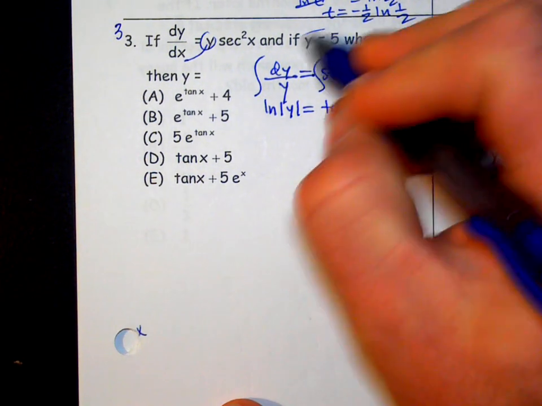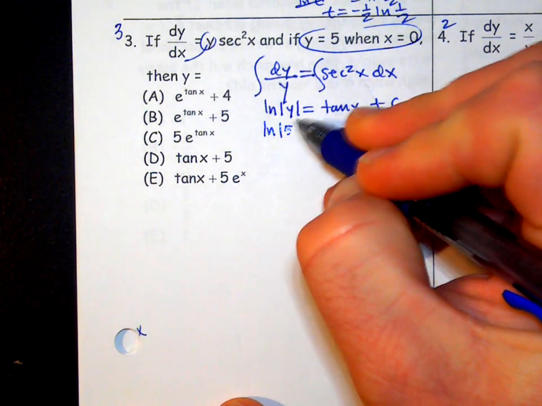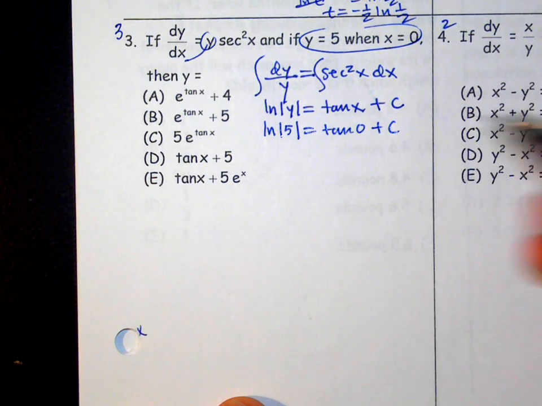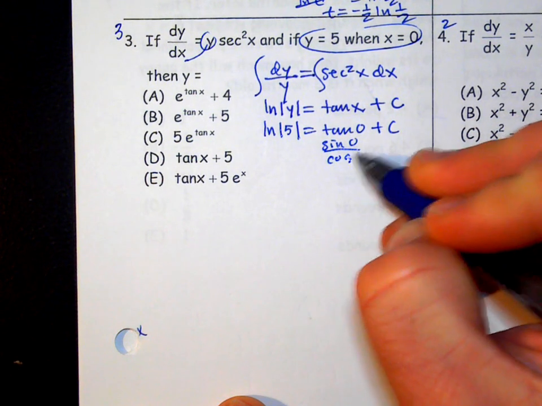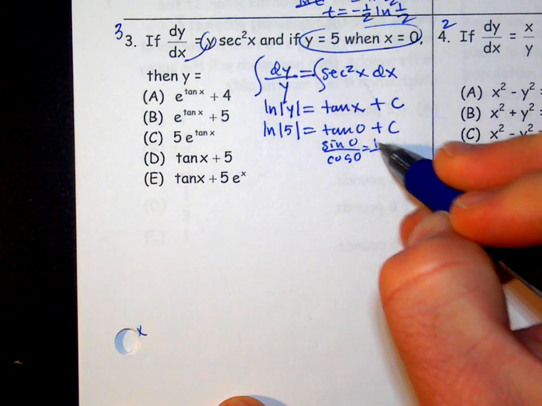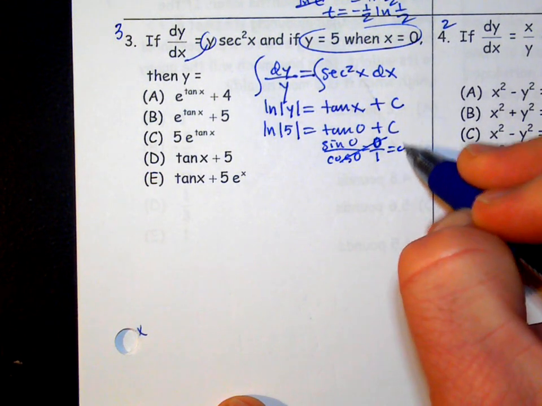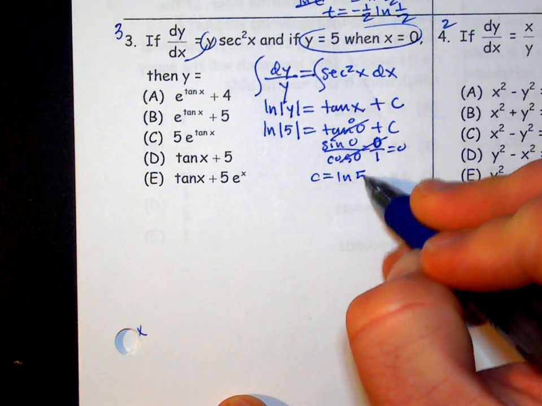Now they gave you an initial condition. x is 0, y is 5. So I would use that right now. Plug the 5 in for the y, 0 in for the x. Now you guys should be able to figure out what tangent 0 is. It's sine of 0 over cosine of 0. Sine of 0 is 0. Cosine of 0 is 1. So that's just going to be 0. So c equals natural log of 5.